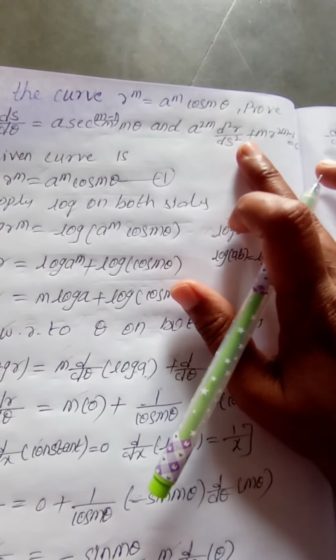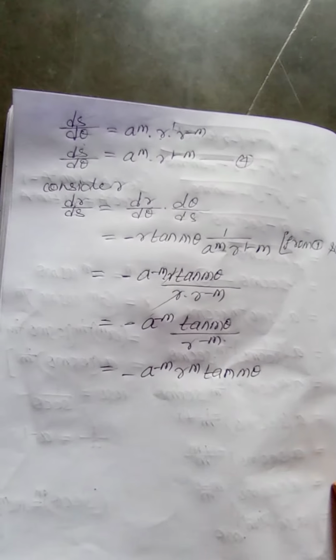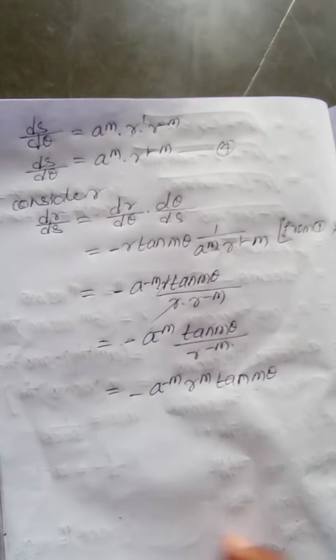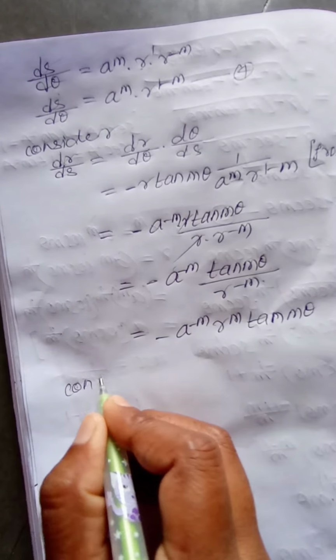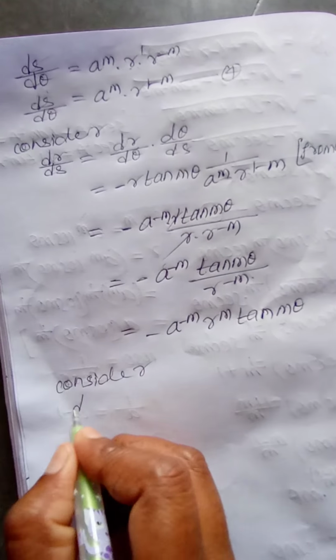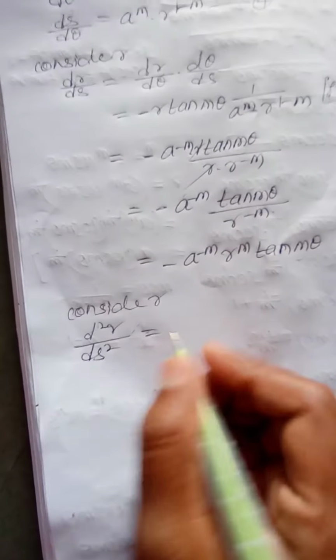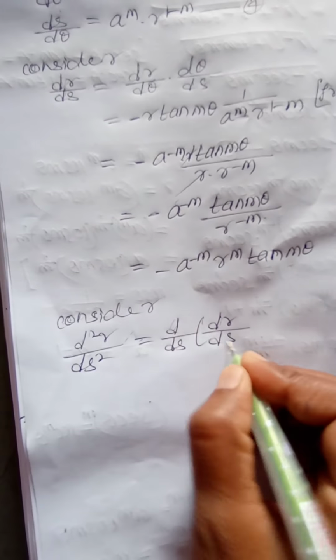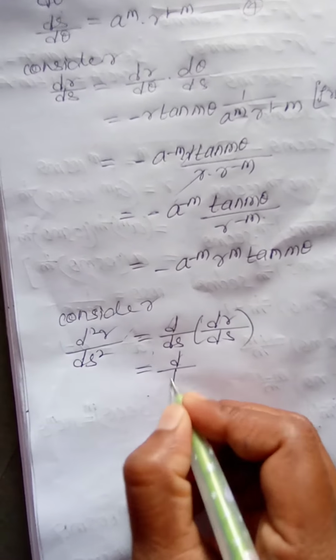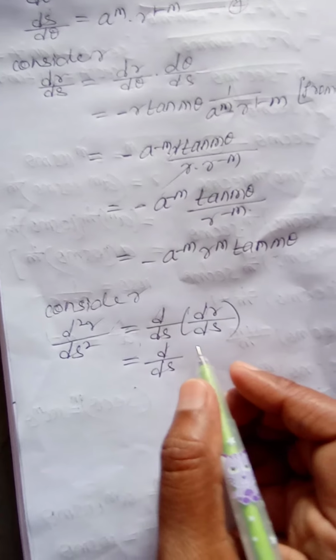So in the question we have to prove d square r by ds square. So next we take d square r by ds square. So consider d square r by ds square equal to, this is written as d by ds of dr by ds, that equals d by ds of dr by ds.